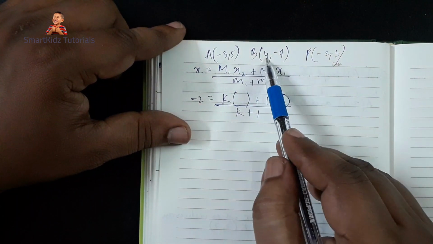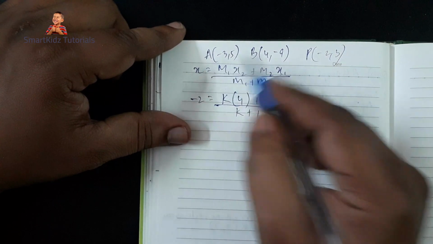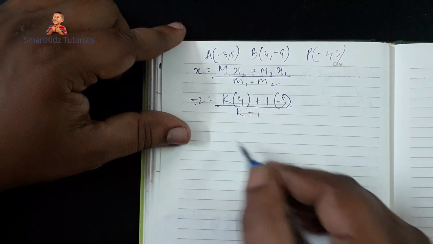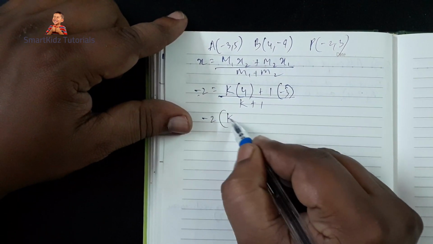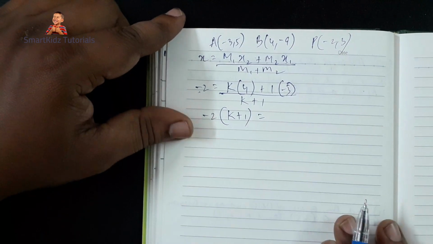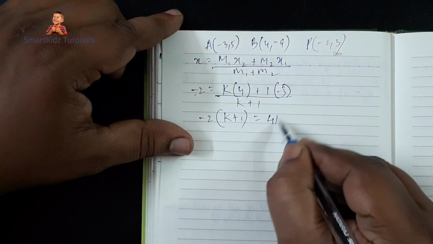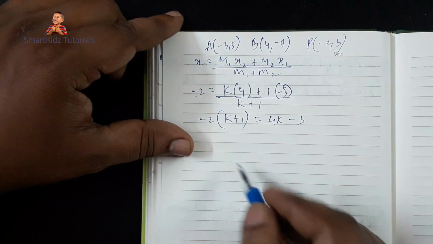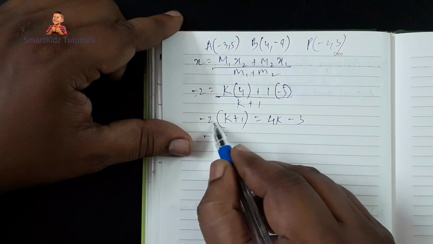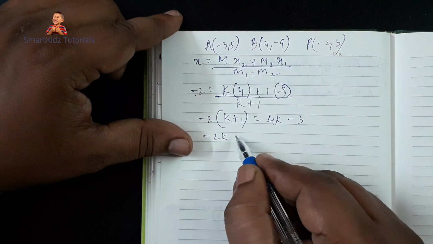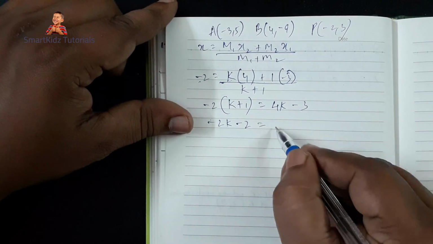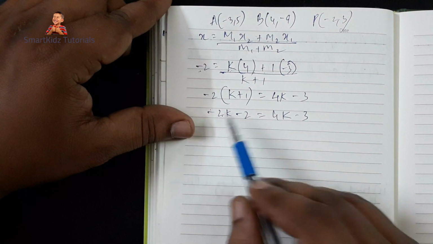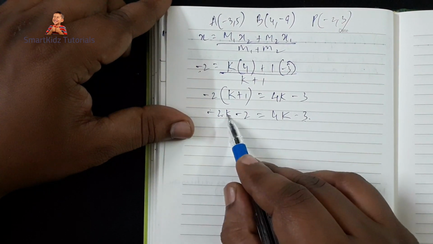X2 is 4 and X1 is minus 3. This k plus 1 I will multiply with minus 2. So minus 2 into k plus 1 equal to k into 4 is 4k, plus 1 into minus 3 gives us minus 3. I'll open this bracket here. Minus 2k, minus 2 into k is minus 2k, minus 2 into plus 1 gives minus 2, equal to 4k minus 3. Okay, I'll bring minus 2k on this side and I'll take minus 3 on the left hand side.